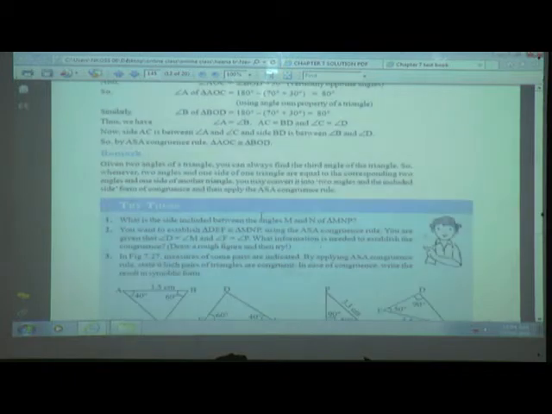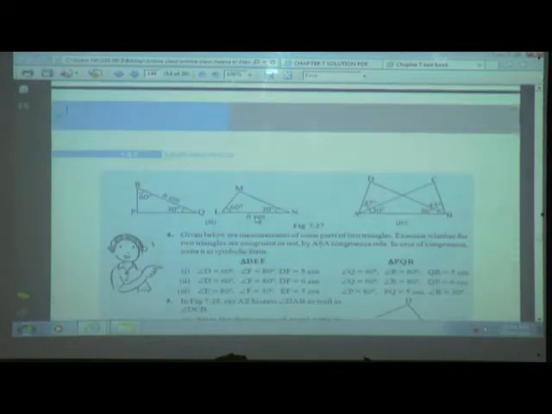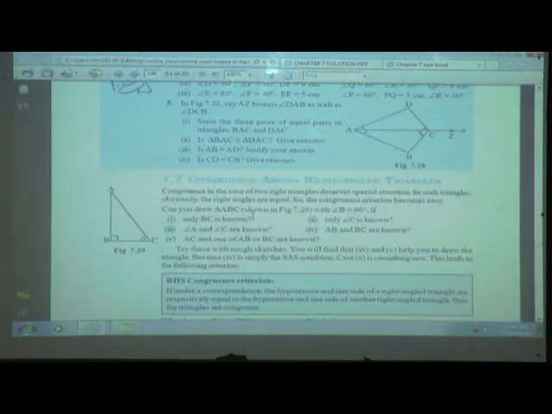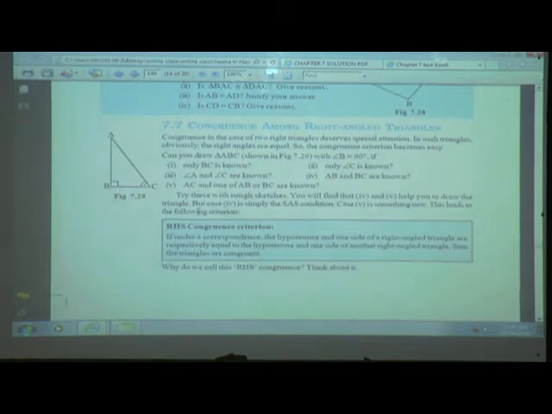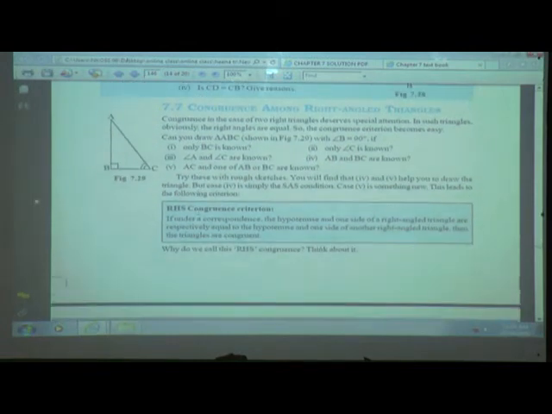This we had learned, the three different criteria. We will see some examples related to this, and one is congruency among right angle triangles. We had learned three criteria of a triangle. Now we will learn congruency among the right angle triangle.